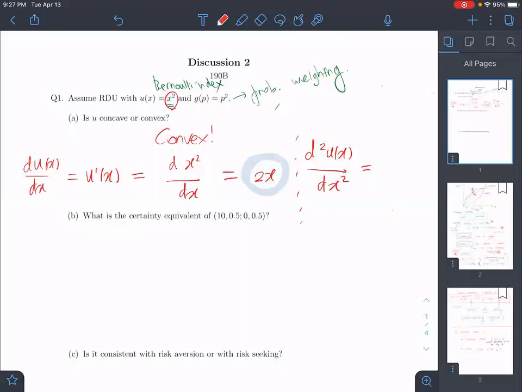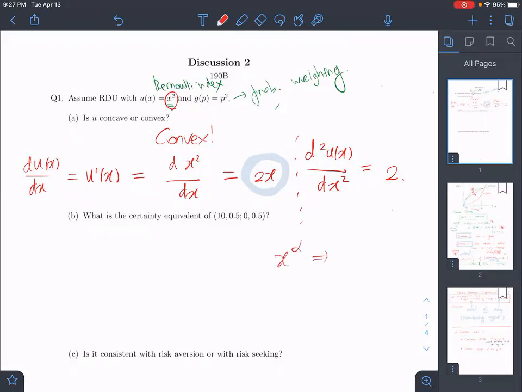Oh, I'm stuck here. Someone should help me here. What do you get if you differentiate this once more? 2, thank you. Yeah, so Melina said 2, very good. 2 is correct. If you don't know how to differentiate a function, that's fine.